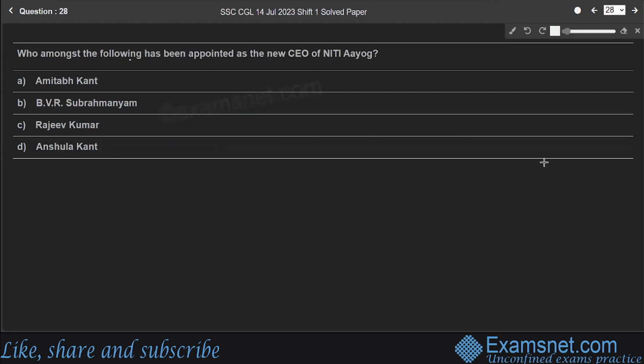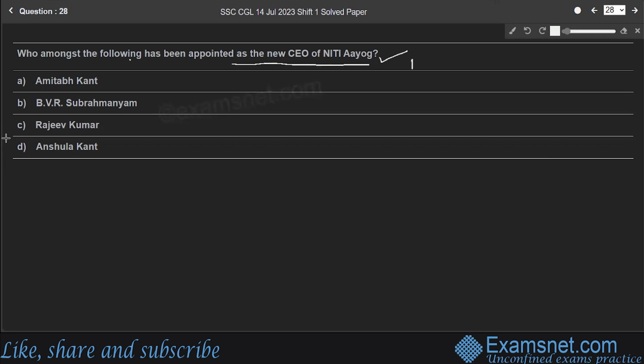Question 28. Who amongst the following has been appointed as the new CEO of NITI Aayog? Here, first of all, what is NITI Aayog? It is an extra-constitutional body formed by replacing the Planning Commission on 1st January 2015.